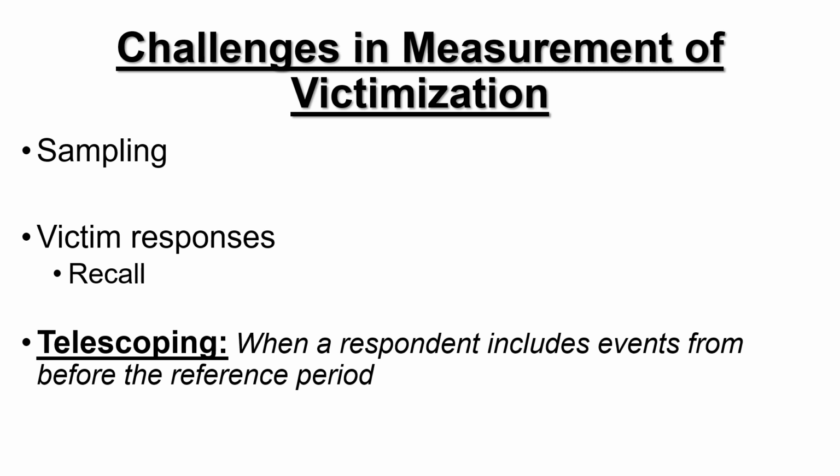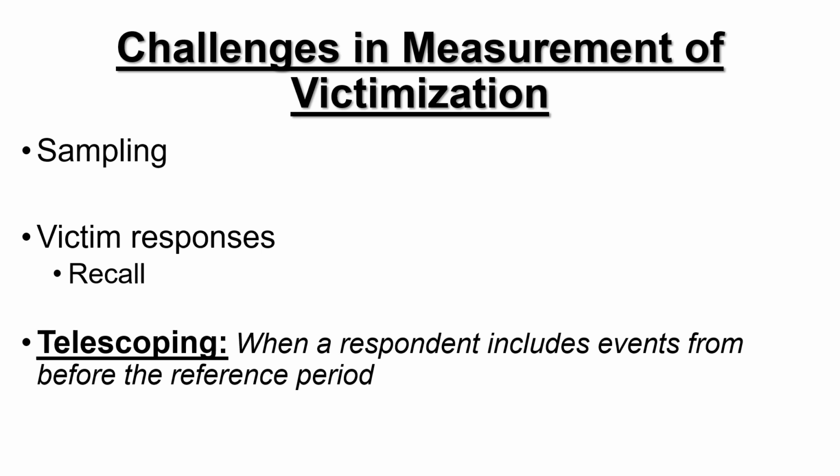Then we have this issue of telescoping. Telescoping is essentially when a respondent includes events from before the reference period. Again, these surveys are looking at the past 6 months or past 3 months. But some people, due to memory decay and recall issues, may bring events from outside of those dynamics into those months.